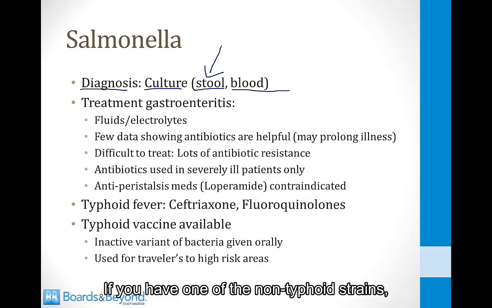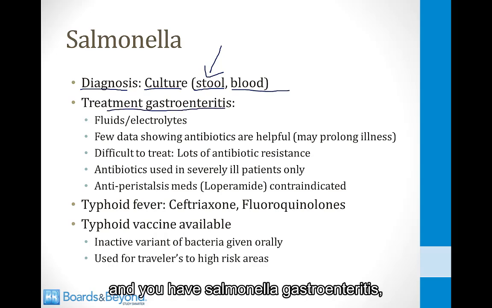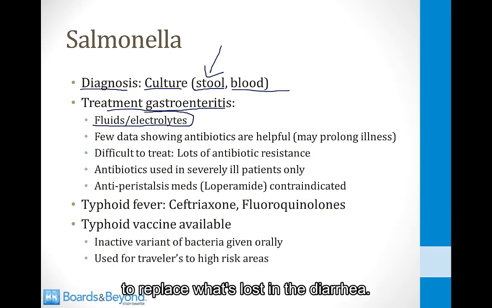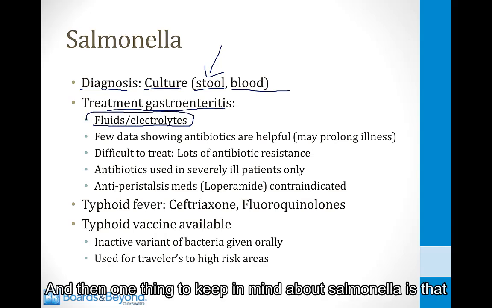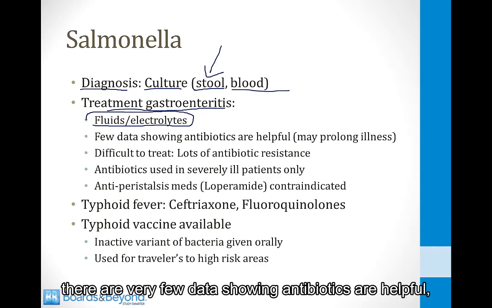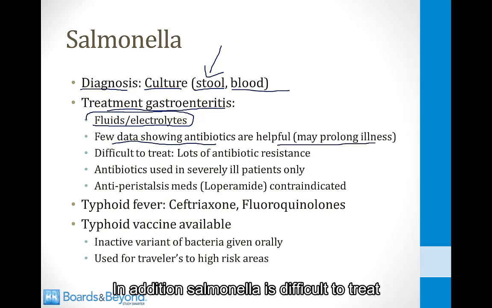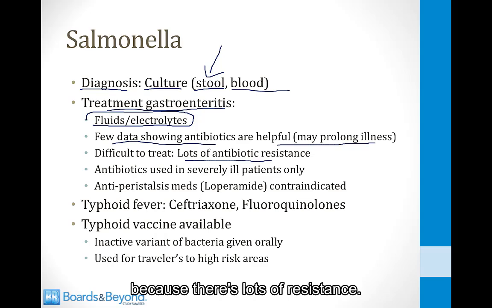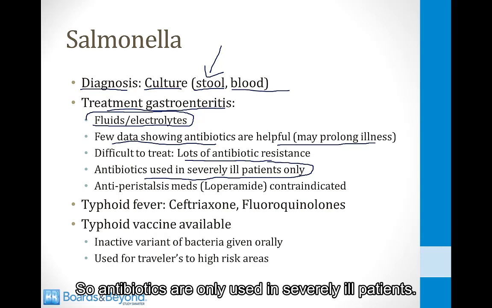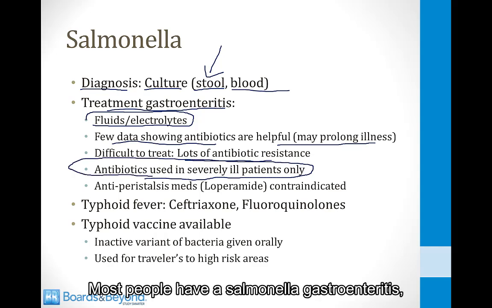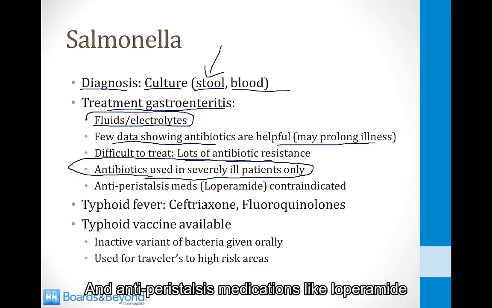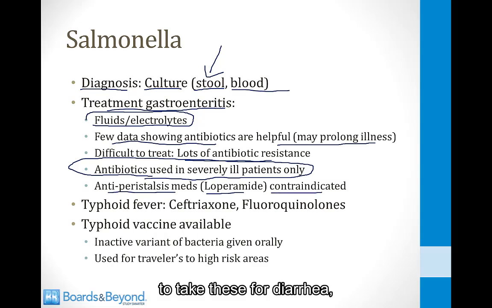If you have one of the non-typhoid strains and you have Salmonella gastroenteritis, the treatment is fluid and electrolytes to replace what's lost in the diarrhea. And then one thing to keep in mind about Salmonella is that there are very few data showing antibiotics are helpful, and in fact some data show it may prolong the illness. In addition, Salmonella is difficult to treat because there's lots of resistance, so antibiotics are only used in severely ill patients. Most people who have a Salmonella gastroenteritis do not receive antibiotics. And antiperistalsis medications like loperamide are contraindicated. A lot of people like to take these for diarrhea, but they can prolong the illness.